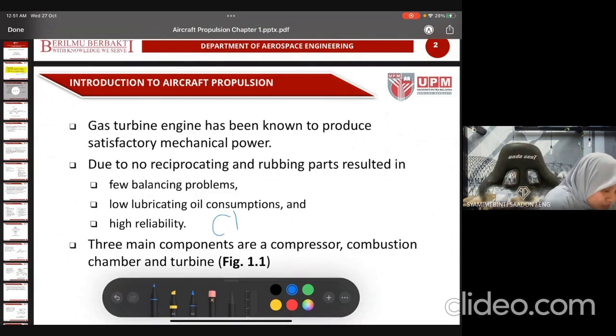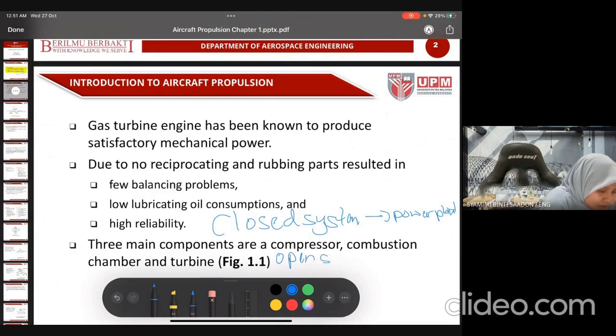Okay, closed system is normally used in power plant. Right. Open system normally used for aircraft engine, jet engine. Okay.